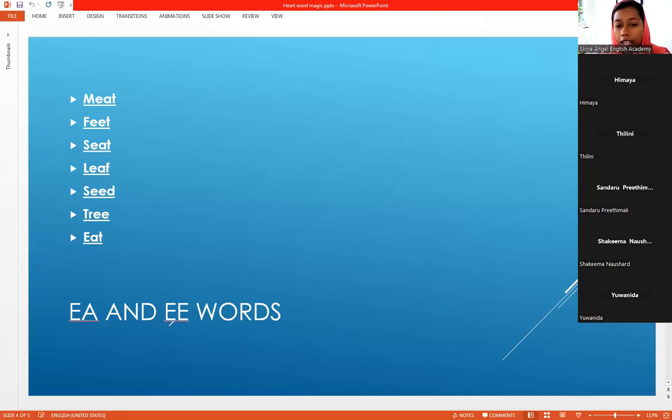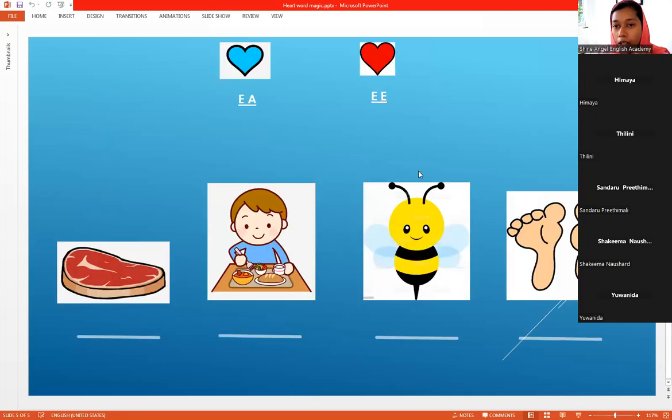Okay, so EE and EA. How do we do this case? Now, you can see this, right? What I'm going to do is get the children to have a blue heart and a red heart. I'm going to say that the blue heart means it is EA. If it's a red heart, it means it should be double E. So blue heart means EA, red heart means EE. Both have the same pronunciation, E. It's a long E sound.